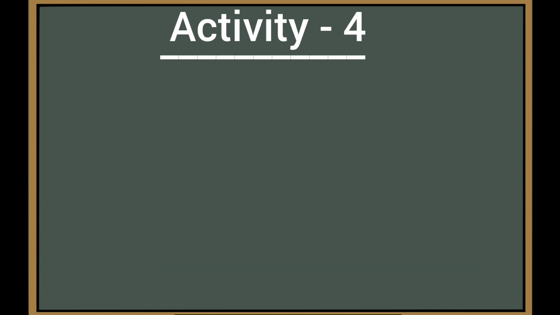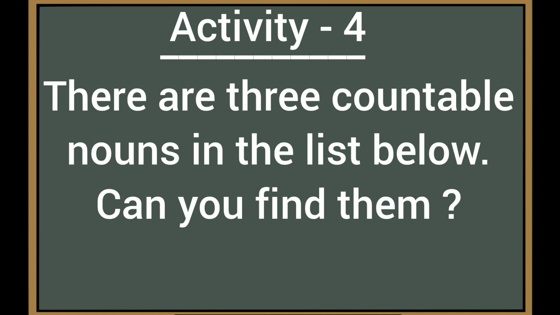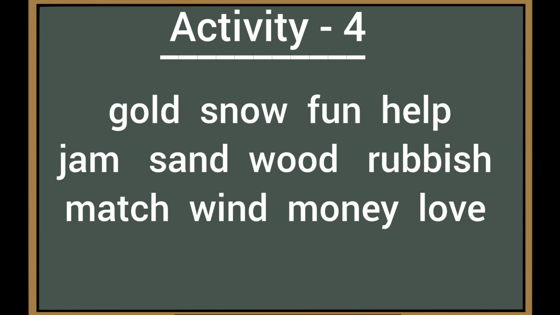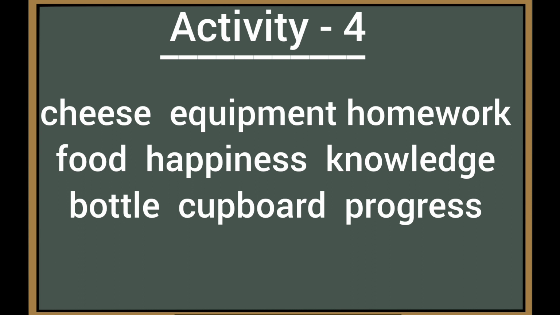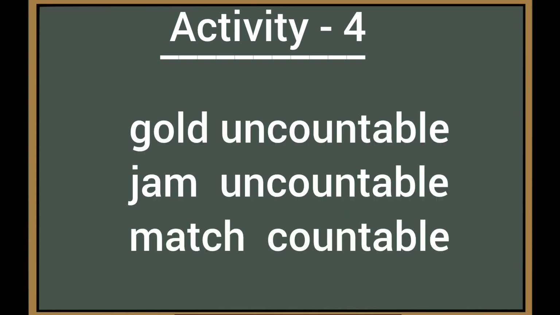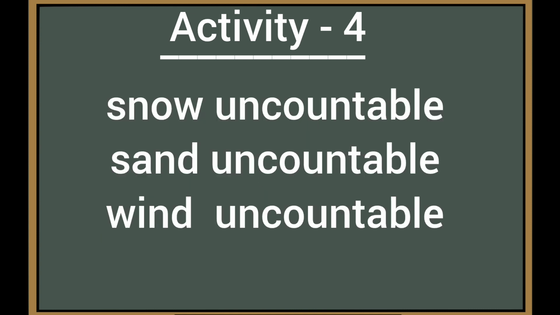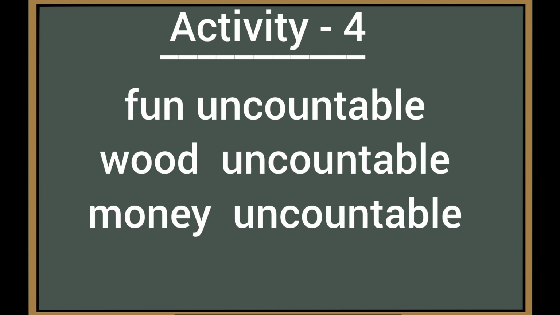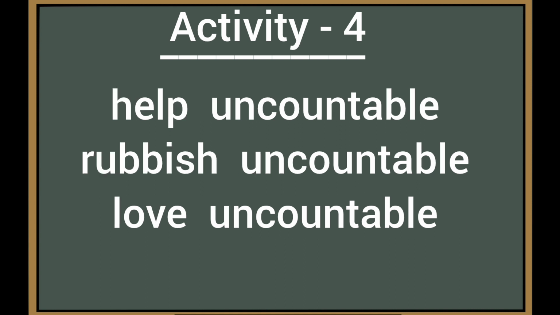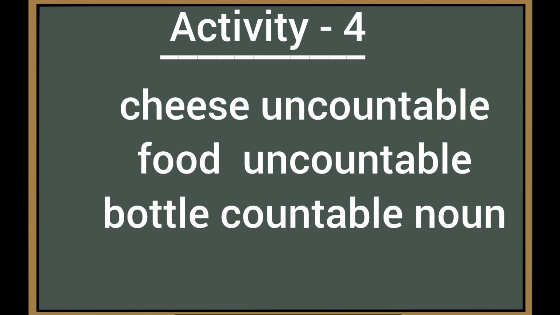Now come to activity 4. There are 3 countable nouns in the list below. Can you find them? Yes. Now we will check all the nouns given in the list one by one. Gold, uncountable noun. Jam, uncountable noun. Match, countable noun. Next, snow, uncountable noun. Scent, uncountable one. Wind, uncountable. Fun, uncountable. Wood, uncountable. Money, uncountable. Hat, uncountable. Rubbish, uncountable. Love, uncountable. Cheese, uncountable. Food, uncountable. Bottle, yes, it is a countable one.